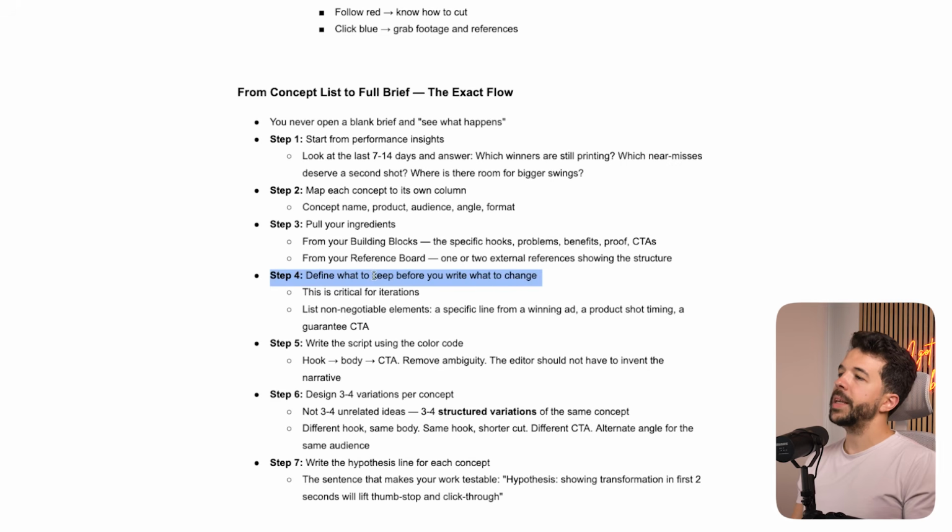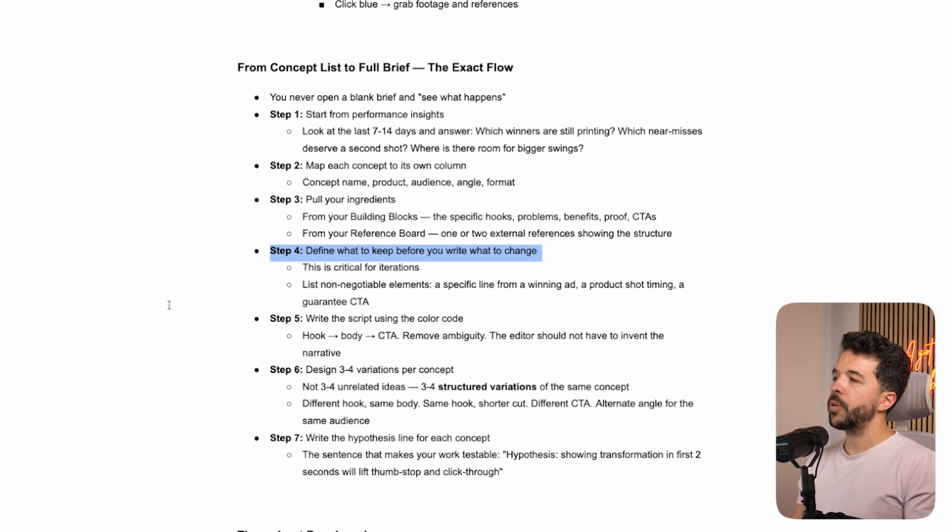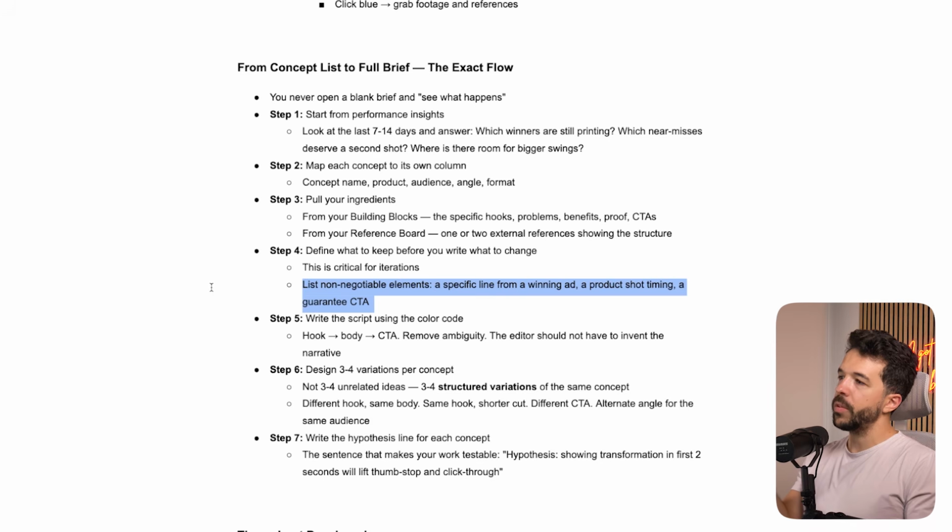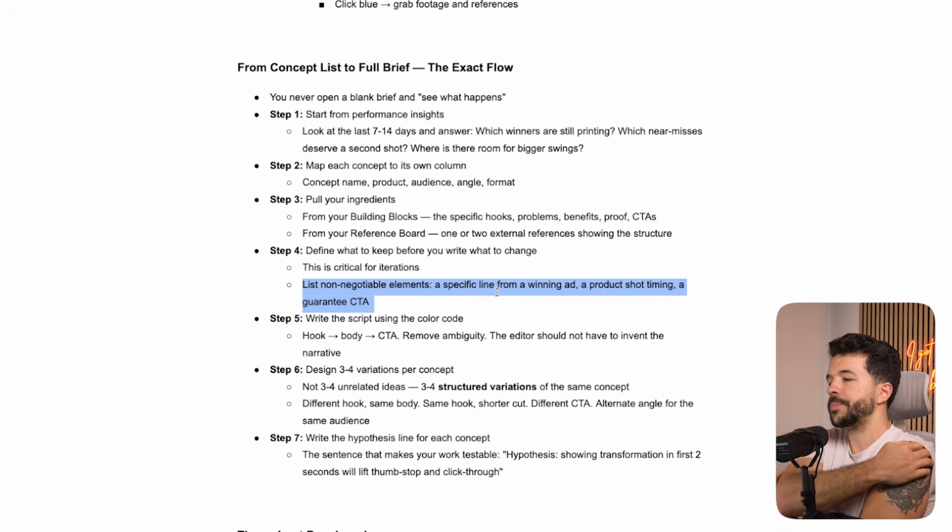Step number 4 is define what to keep before you write what to change. This is critical for iterations. It makes things much easier. You want to list the non-negotiable elements for each one of the concepts that you're iterating. Add a specific line from a winning ad, a product shot, timing, a guarantee, CTA, whatever you don't want to touch, you list it first. So you know what you're starting with and you don't have a blank brief, as I said before.